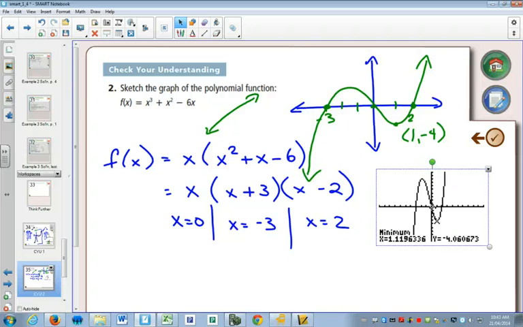We got the basic shape of it, and we've labeled our x-intercepts. And so that is fine. Questions you can do for this one are 7 and 13.